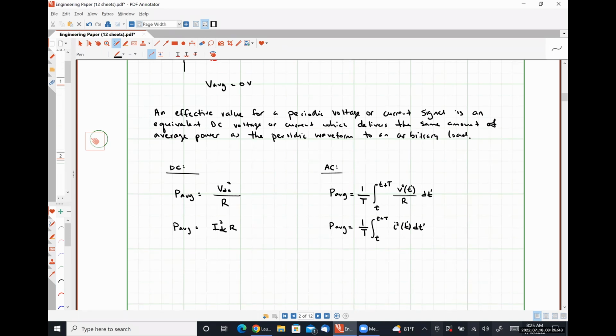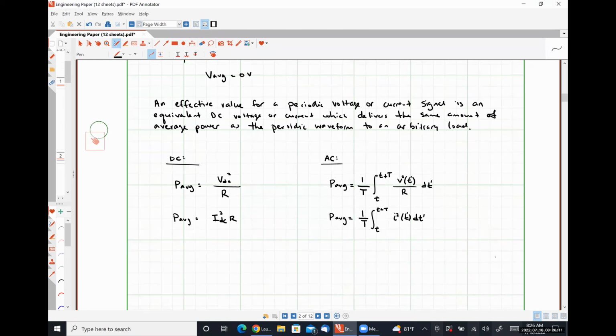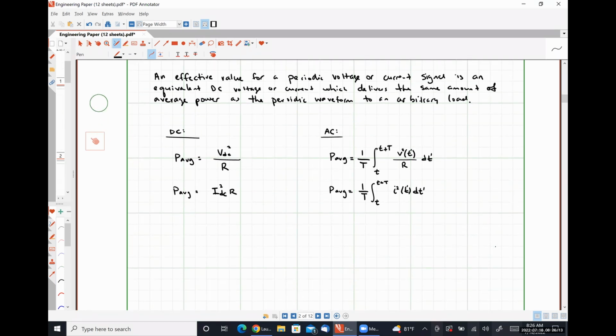So what the effective value is, we simply set these two equations equal to each other and solve for the DC quantity, because that gives us a DC value that delivers the exact same amount of power, average power specifically, as our periodic waveform V of t or I of t. So we'll actually get the exact same expression, whichever one we choose.